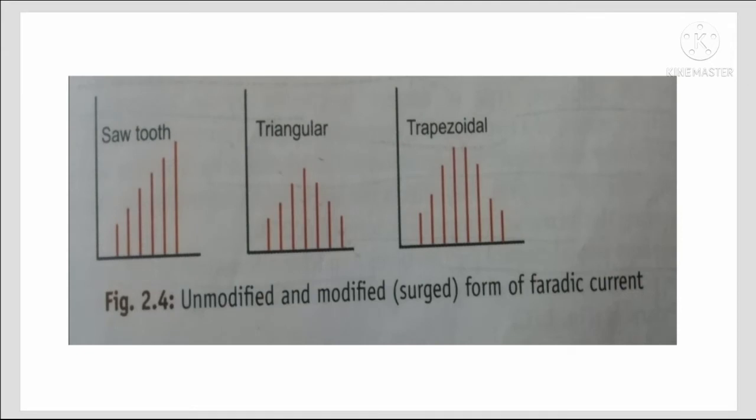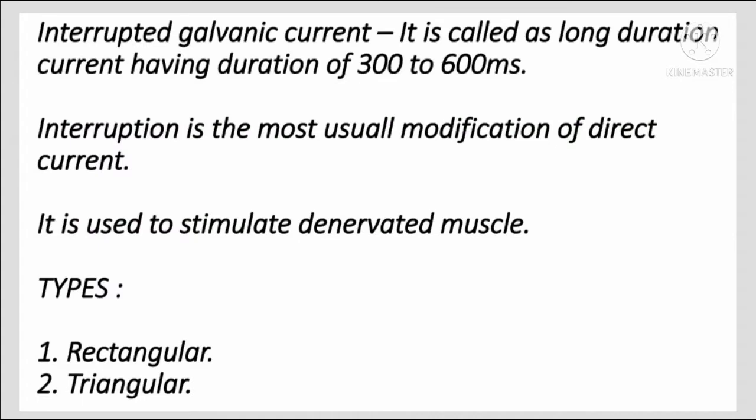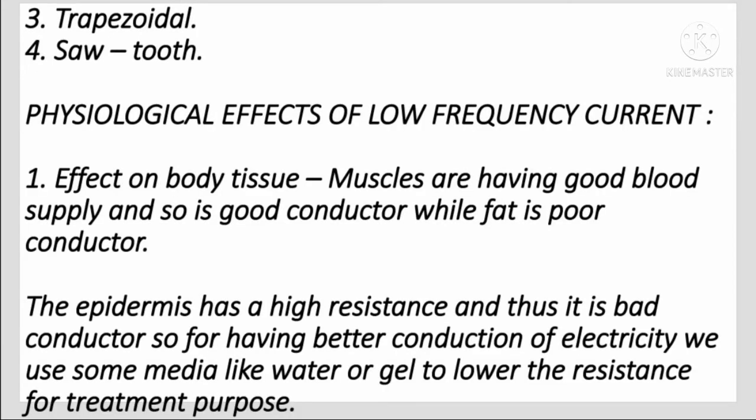Sawtooth, triangular and trapezoidal. Interrupted galvanic current is called a long duration current having duration of 300 to 600 millisecond. Interruption is the most usual modification of the direct current. It is used to stimulate the innervated muscle. Types: rectangular, triangular, trapezoidal, sawtooth.